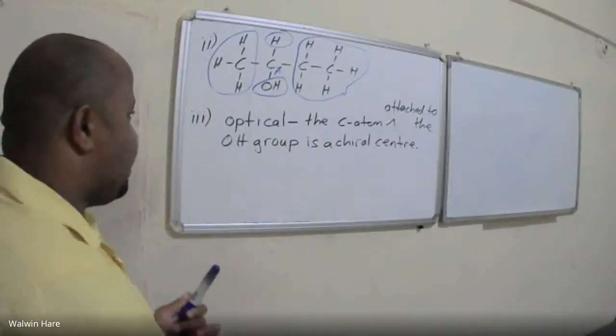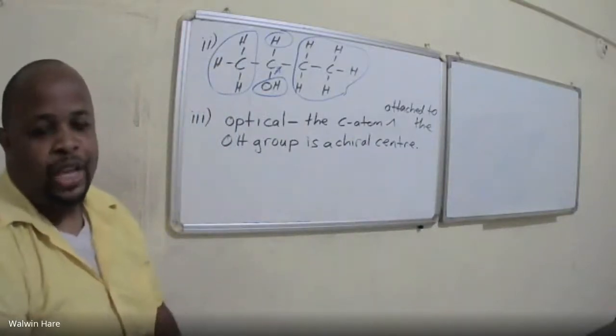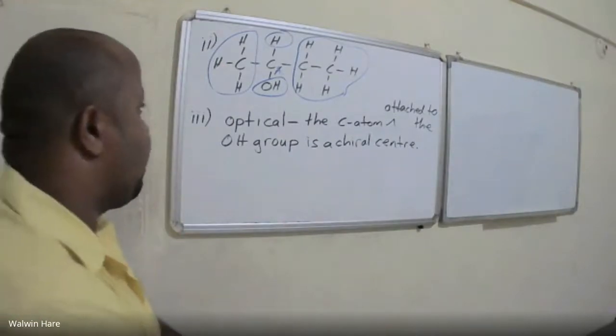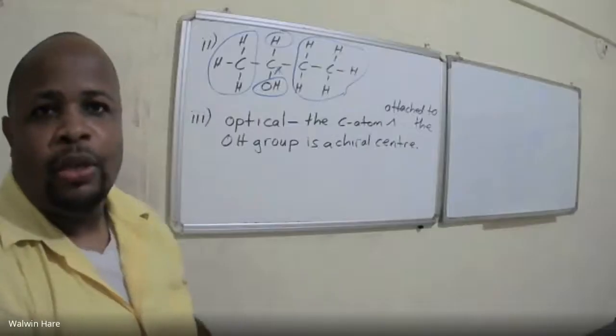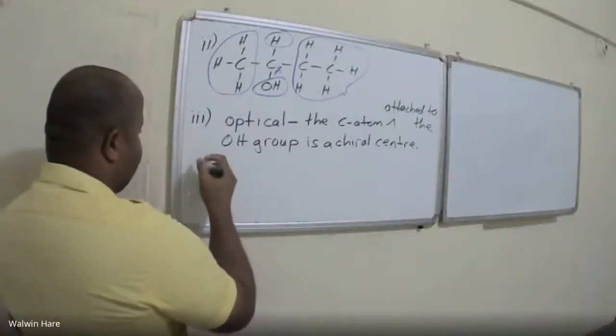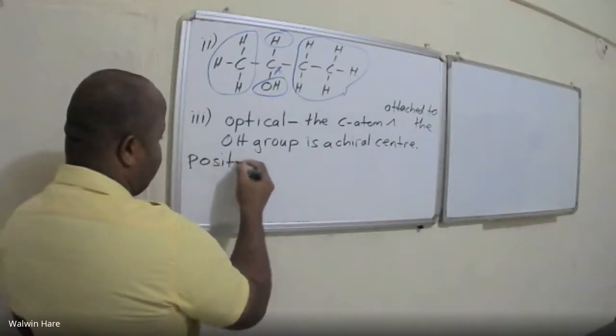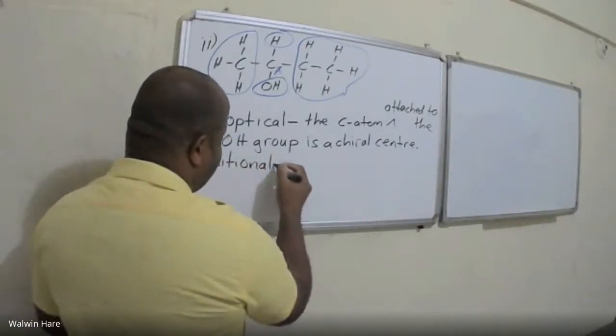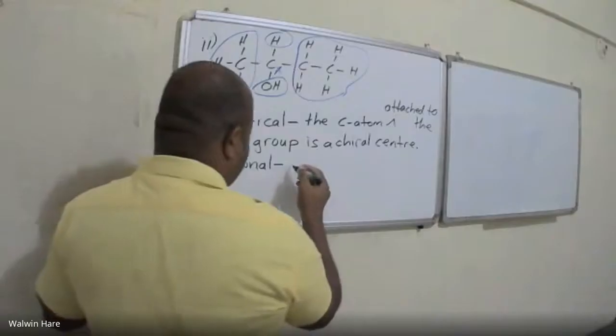Now, is optical isomerism the only one it can show? Or are there others? Go ahead, Joanna. I was saying yes, it has others. Tell me which one. Positional, alright. So positional isomer. What's your reason? The OH can move over to the first carbon and you get 1-butanol. Yes.